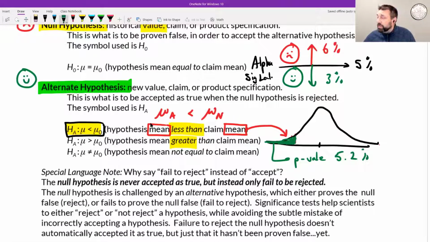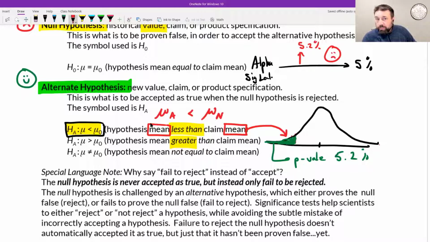Okay, so let's say that's your p-value. If our threshold is 5% and we come in at 5.2%, that's bad for us. That means we don't get to reject the null hypothesis.